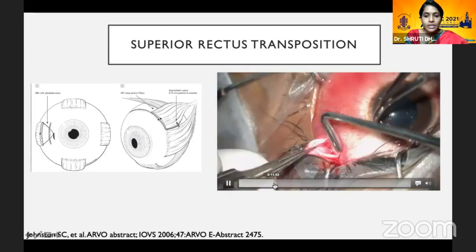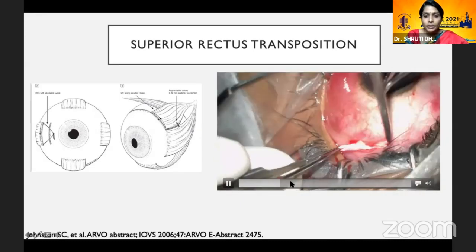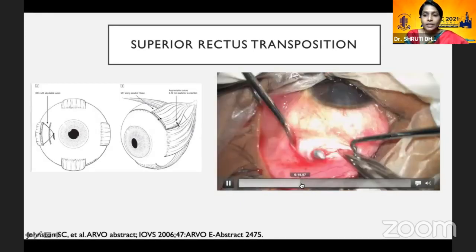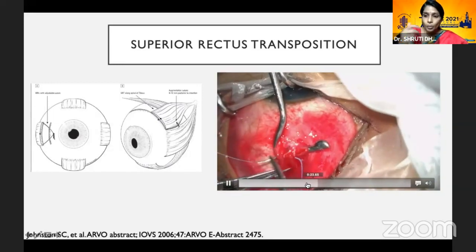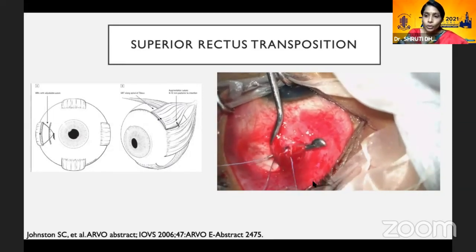Once the superotemporal fornix incision is made, the superior rectus is isolated. Once it's isolated, it's very important to dissect it a little posteriorly so that we allow for the movement of the muscle.